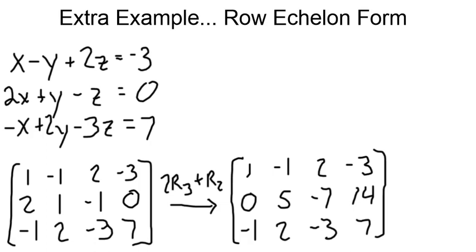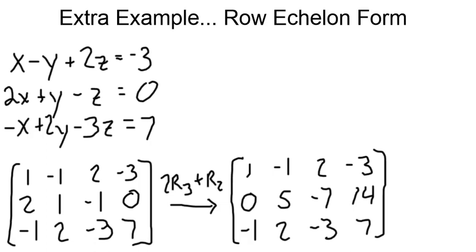To end this lesson, I'm going to go through an extra example on how we can use those three operations to rewrite a matrix in row echelon form. So suppose we have the system x minus y plus 2z equals negative 3, 2x plus y minus z equals 0, and negative x plus 2y minus 3z equals 7. If we take those coefficients and the constants, we can write the matrix 1, negative 1, 2, negative 3, 2, 1, negative 1, 0, negative 1, 2, negative 3, 7.